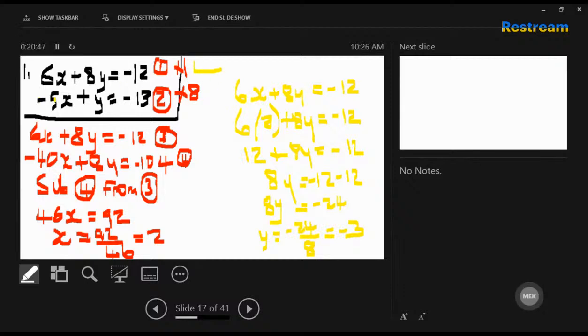And negative 5 times 2 is negative 10, minus 3 gives negative 13. So they both check out. So we know that we are correct. So that was our first example.